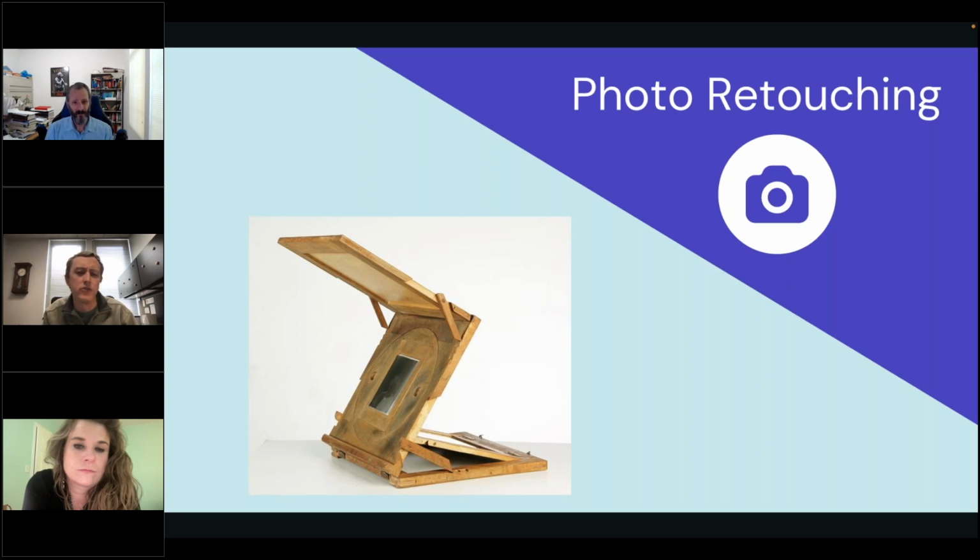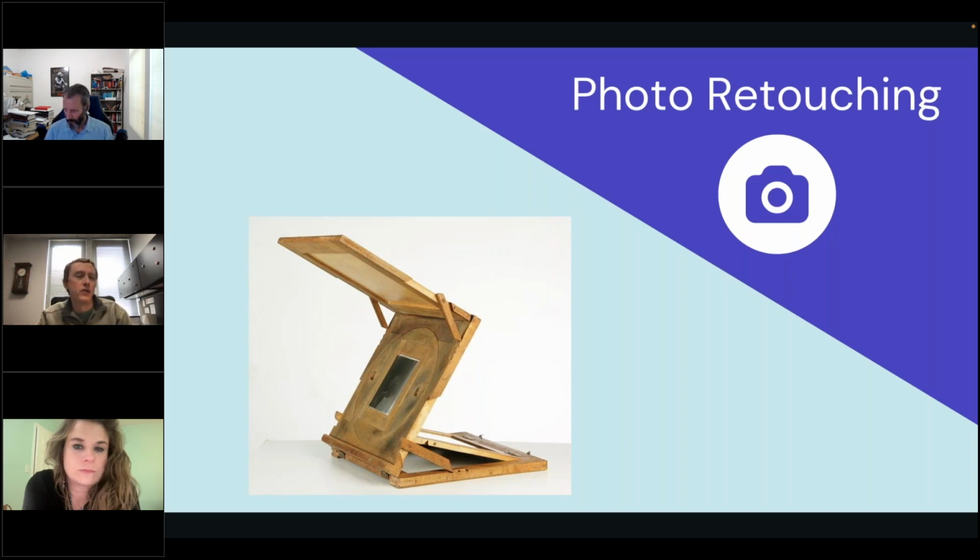So here on this slide, you see what is known as a retouching desk. If you know anything about old film photography, you probably know that it's an inverse process. So the film itself is an inverse of the world. So regions that appear very dark on the negative, on the film, will appear very light when the photograph is developed, and vice versa.